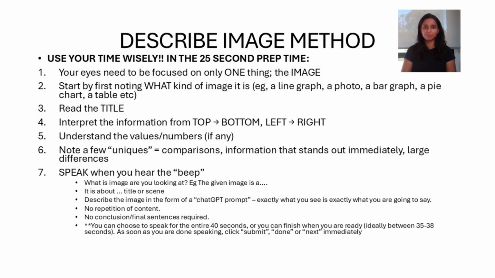Okay? You can provide the title or the scene. If there's no title, you can make up a title. Next, you are going to describe the image in the form of a ChatGPT prompt. The more detail you give it, not pointless detail, the more proper detail you give it, the better the image is that ChatGPT produces. Okay? Exactly what you see is exactly what you are going to say. And you can even test this by taking an image, not giving it to ChatGPT, and describing that image to ChatGPT and seeing if ChatGPT can come up with an image similar to it.